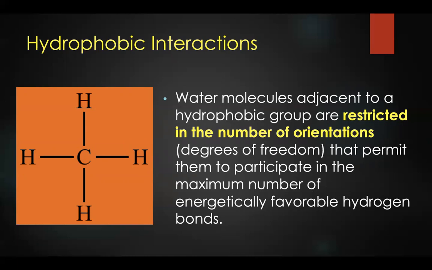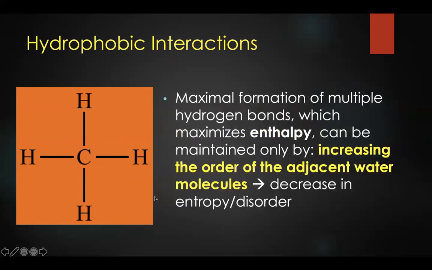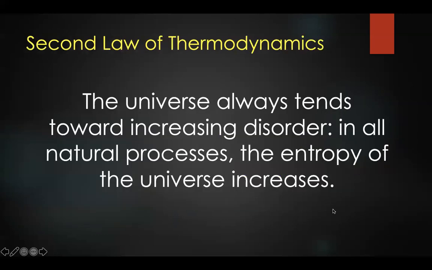Now, we have been mentioning the angles between the hydrogen atoms of water. That can be disrupted if it is adjacent to a hydrocarbon. And if that angle is disrupted, it can also affect its property of forming hydrogen bonds. So it's energetically unfavorable for water to interact with a hydrocarbon. The maximal formation of multiple hydrogen bonds, which maximizes enthalpy, can be maintained only by increasing the order of adjacent water molecules, a decrease in entropy or disorder.